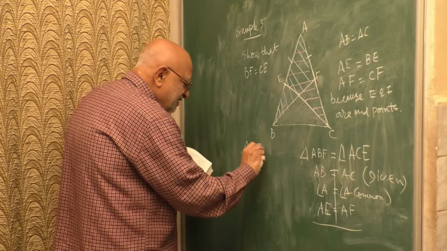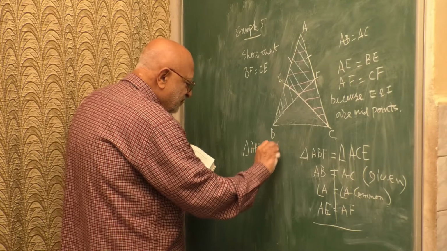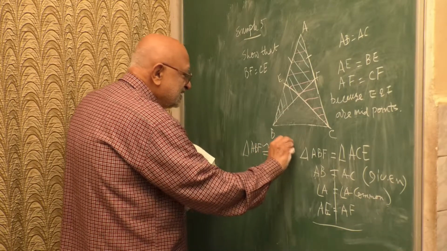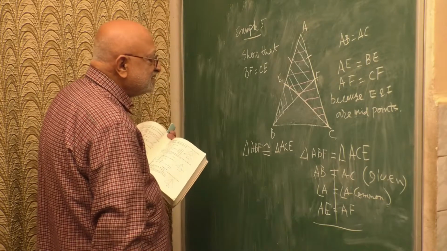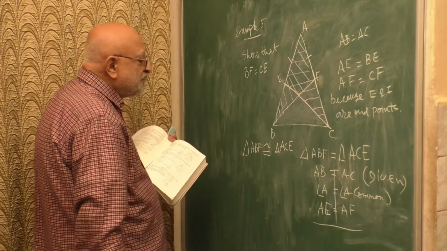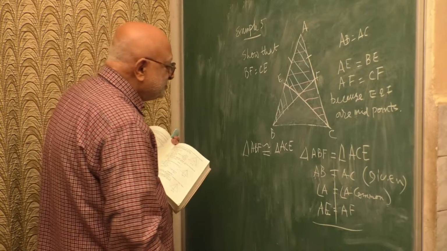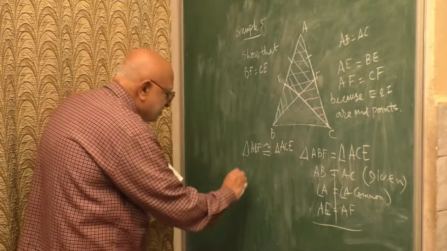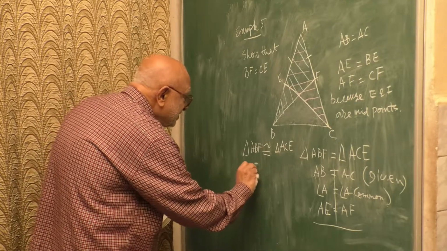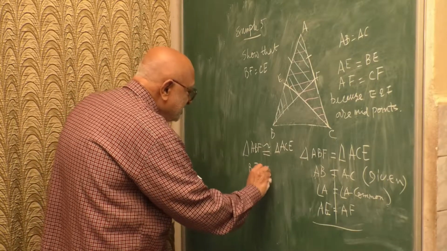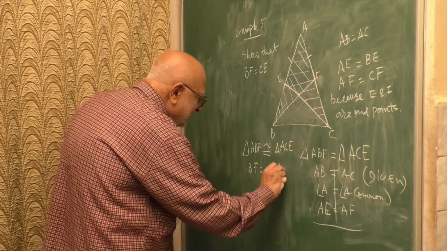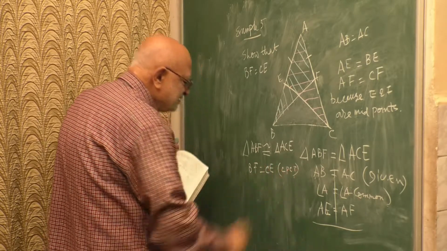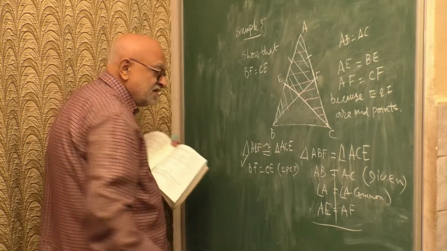So I can say triangle ABF is congruent to triangle ACE. So what we have to prove, then if that is true, then I can take BF is equal to CE, that is equal by CPCT. Okay, this is proven.